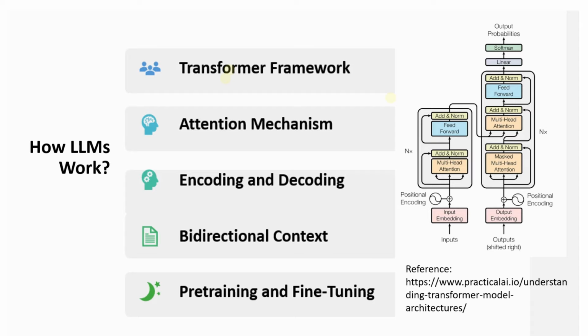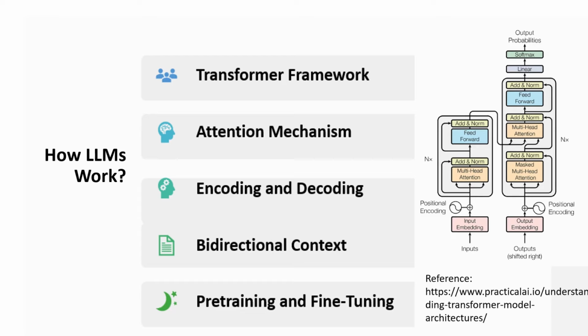Now the question is how large language models work. There are a couple of mechanisms involved, like the transformer framework. Large language models are based on transformer architecture, which is a type of neural network developed for dealing with data patterns, such as sentences in a language. Transformers have improved NLP by quickly capturing context-specific connections between words.